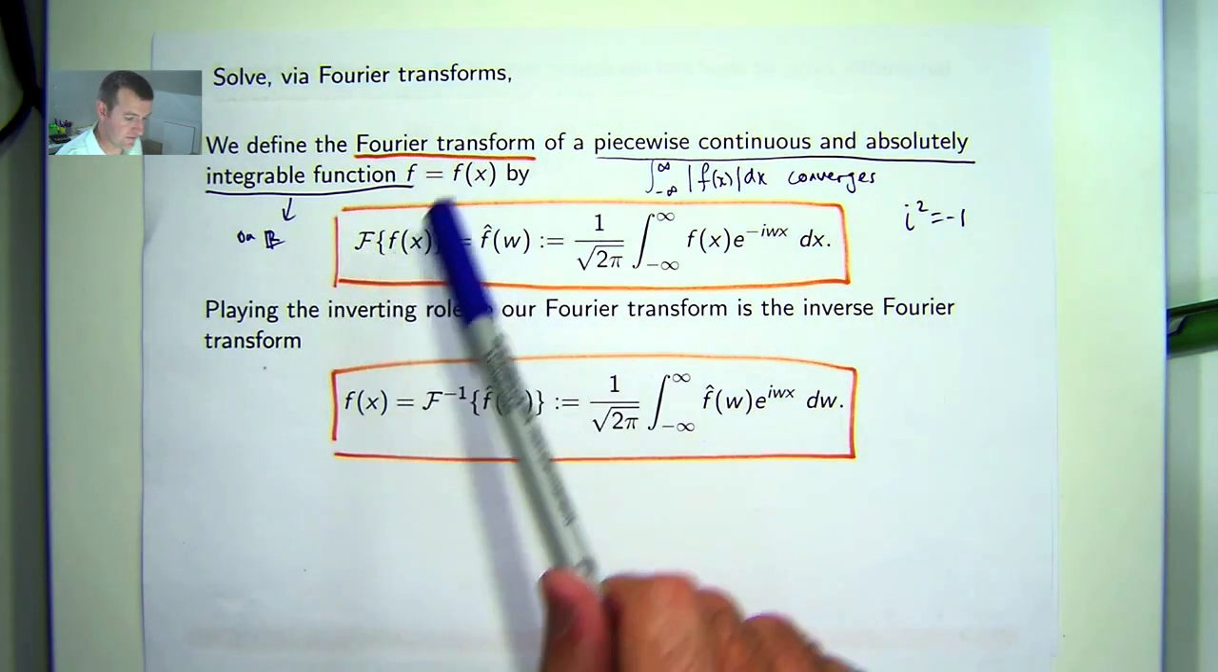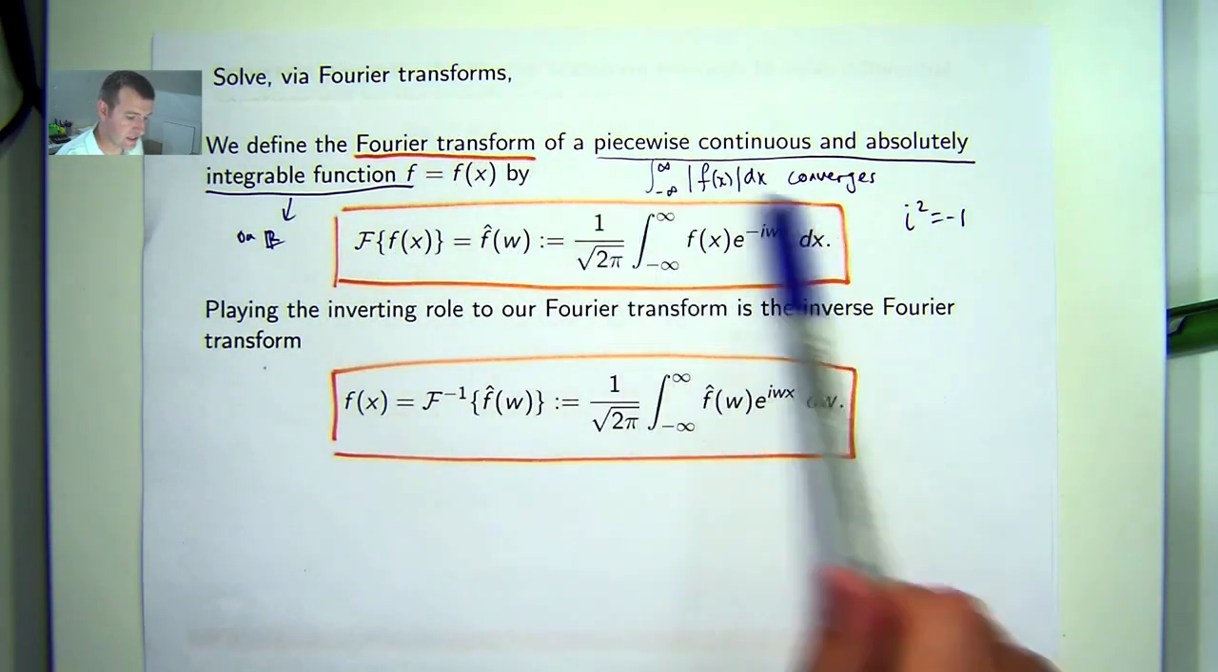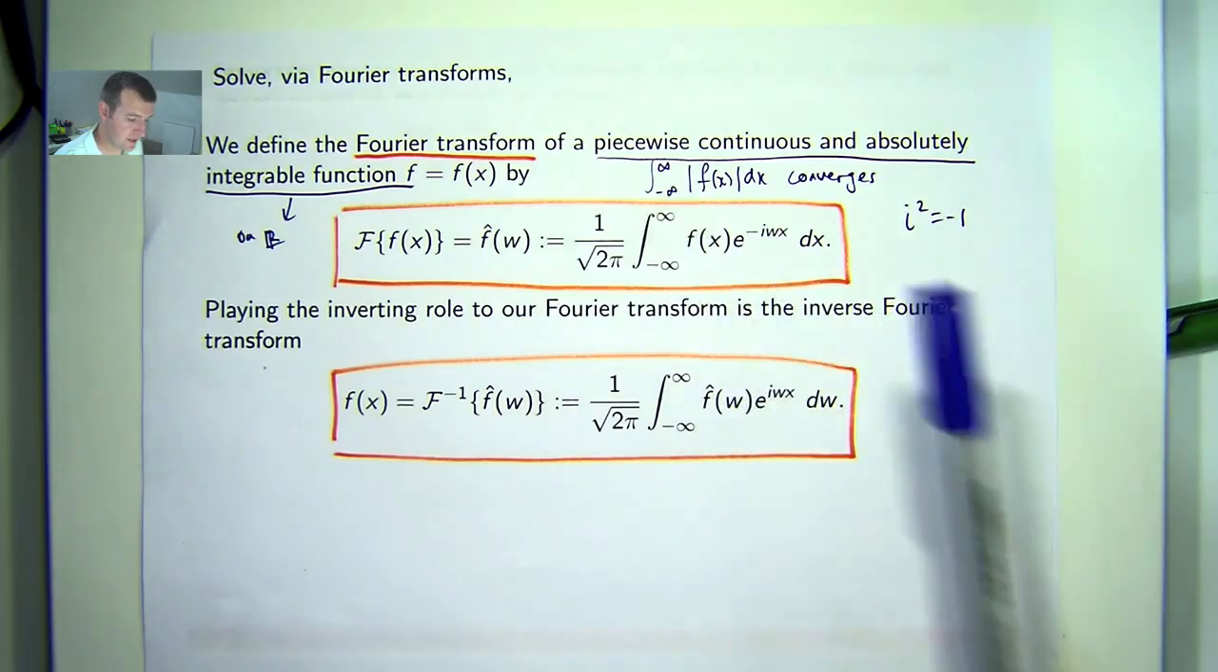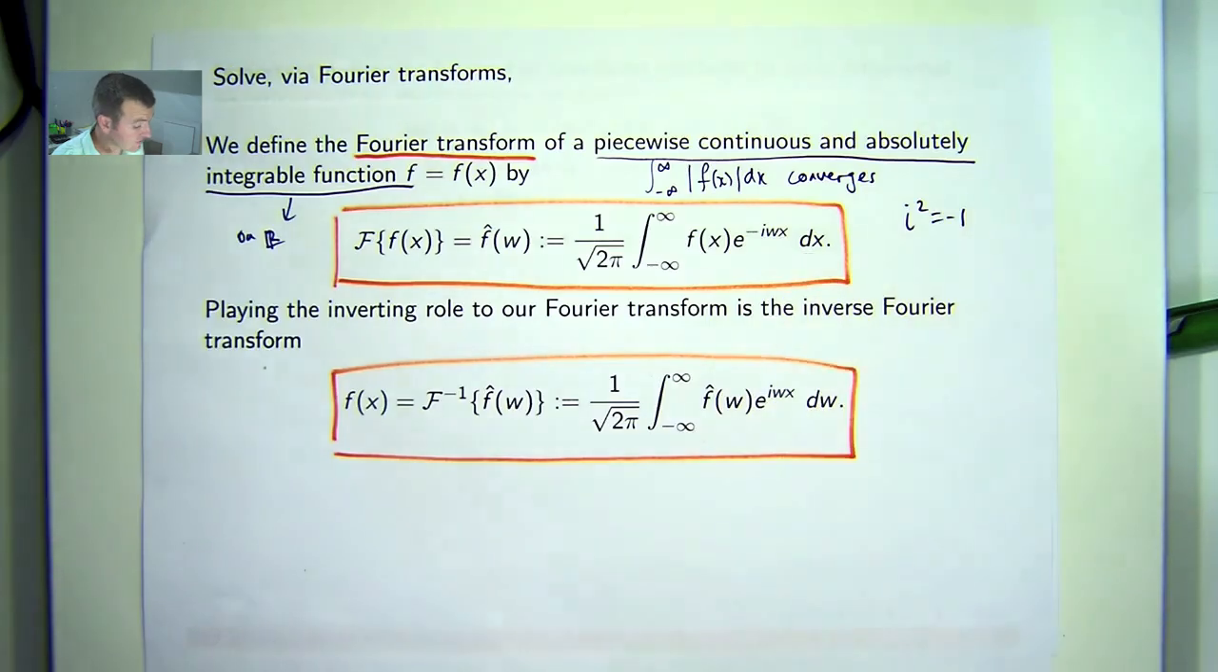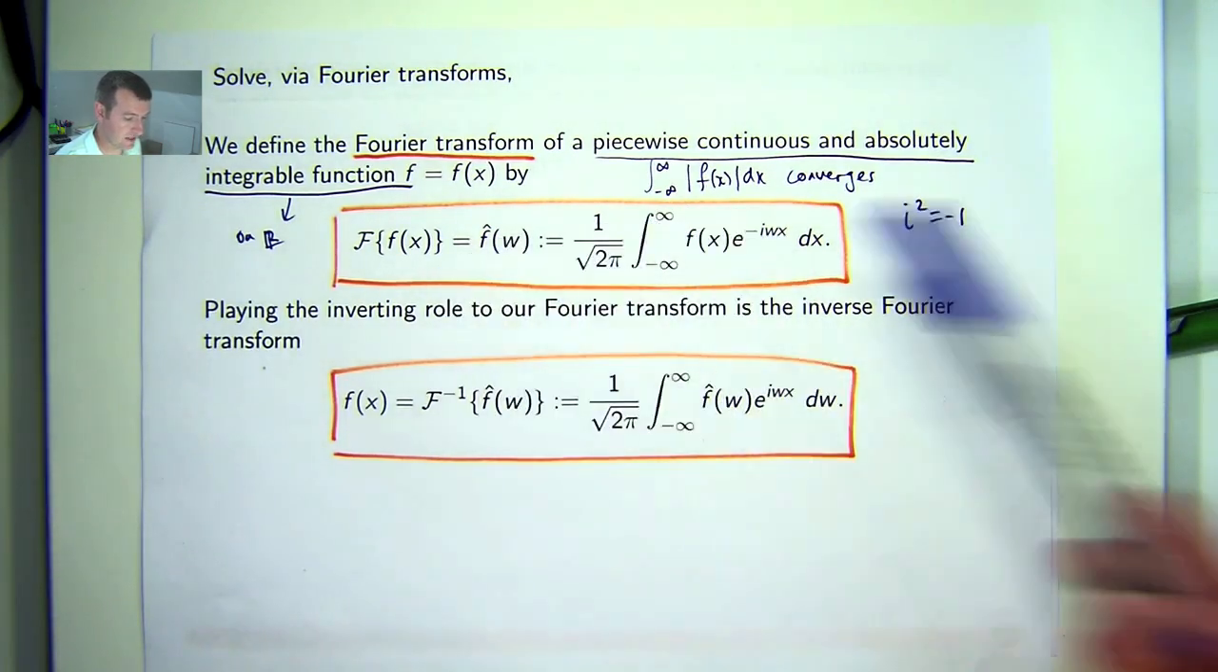The Fourier transform of a function, say, of one variable is just this integral transform. Now, it's an improper integral. You multiply through by this exponential. Remember, i is from complex numbers, and this is the transform.